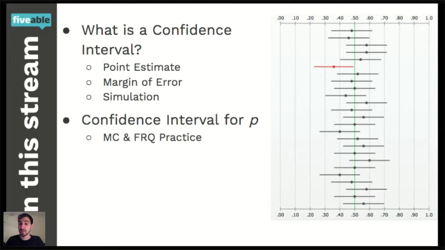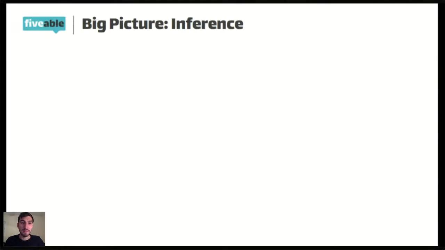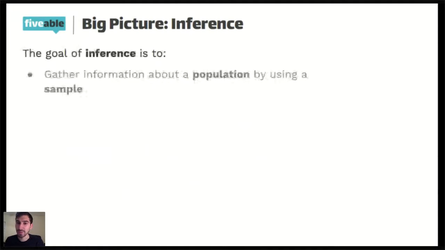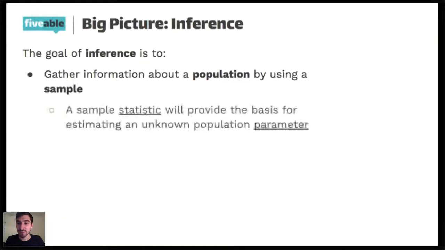Before we dive into some specifics with confidence intervals, big picture, the second half of AP Statistics is all about what's called inference, or inferential statistics. At its core, the big goal of inference is to gather information about a population by using a sample. And that statistic we get from our sample will provide the basis for estimating an unknown population parameter.